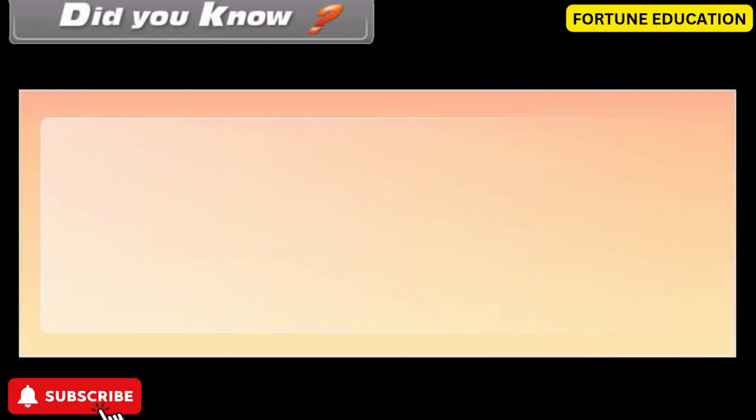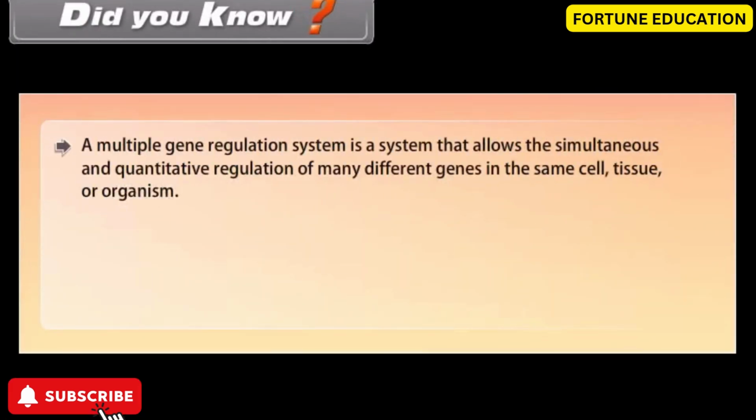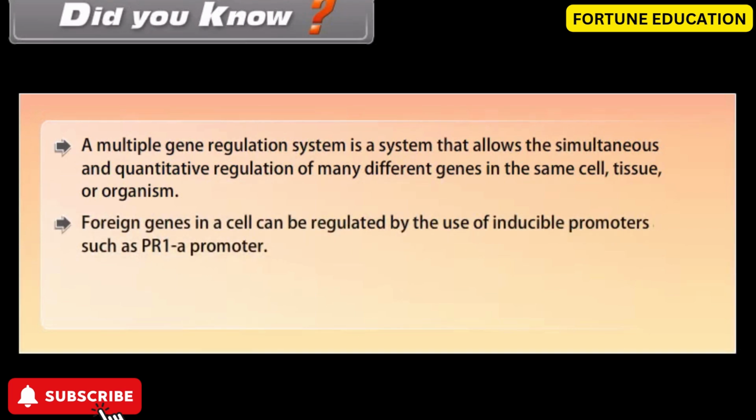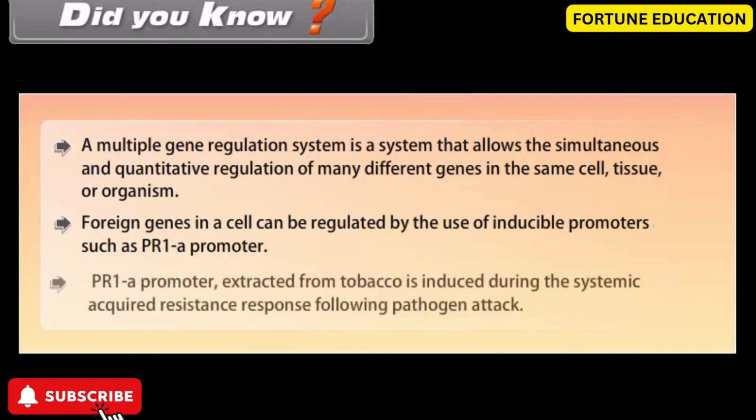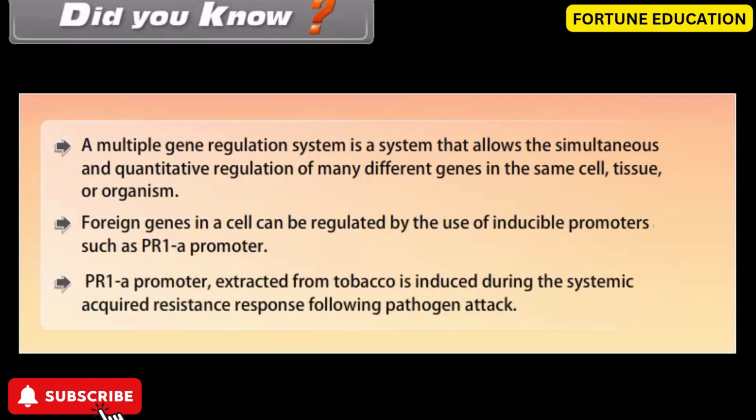Did you know? A multiple gene regulation system is a system that allows the simultaneous and quantitative regulation of many different genes in the same cell, tissue, or organism. Foreign genes in a cell can be regulated by the use of inducible promoters such as PR1A promoter. PR1A promoter extracted from tobacco is induced during the systematic acquired resistance response following pathogen attack.